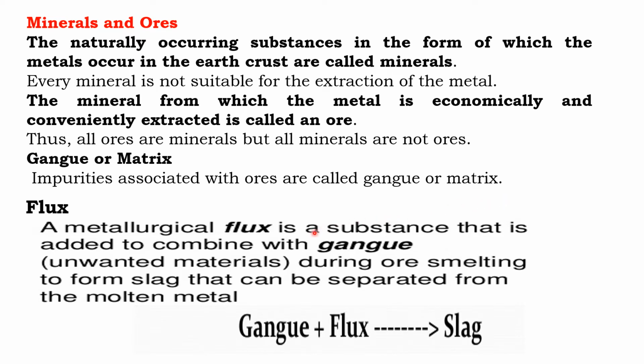Then we have a particular substance called flux. Flux is a substance which is added to the ore so that it combines with the gangue and is removed as the slag. So ores contain gangue material. We can easily remove the gangue by adding certain materials called flux. These are chemical compounds. The flux combines with the impurities present in the ore and is removed as slag. So slag is a combined form of flux and gangue.